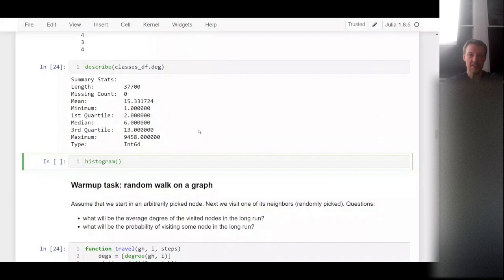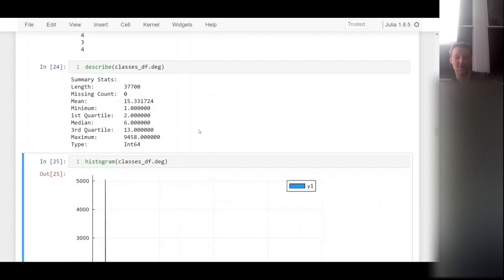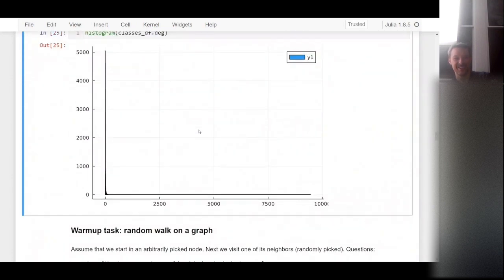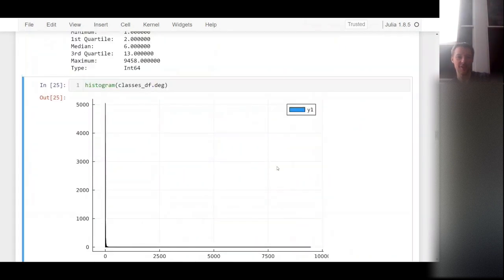We can check this by doing a histogram. And what do we expect to see in this histogram? What do you think? Very long tail. Yeah, exactly. We could even see that we almost do not see anything, right? Because everything is concentrated here and a few values here.